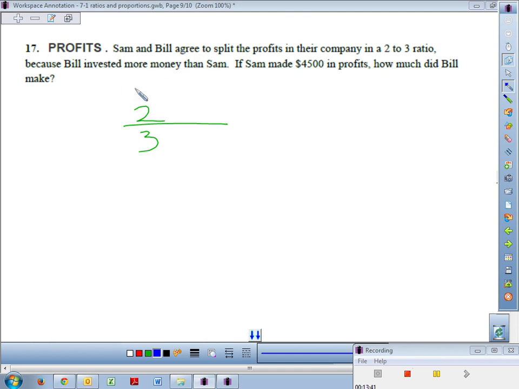The question is, who goes by what number? So, a 2-to-3 ratio, Bill invested more money than Sam. So since Bill had more money, Bill would go by the bigger number. 3 is the bigger number. And Sam goes up here. So for every $2 that Sam invested, Bill invested $3.